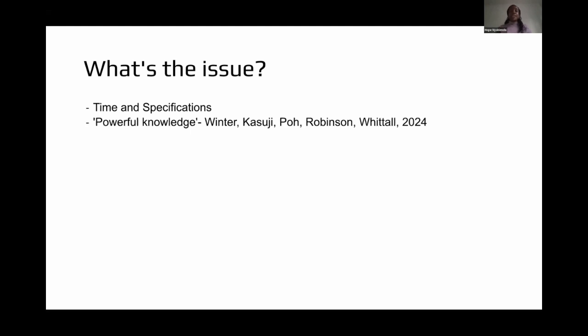The second issue is around the concept of powerful knowledge. This concept has been running through geography for the last decade or so. And there was a really awesome critique of the concept of powerful knowledge that was done by Winter et al. And you've got the reference there, but if you wish to look it up, it was in a previous edition of Geography.